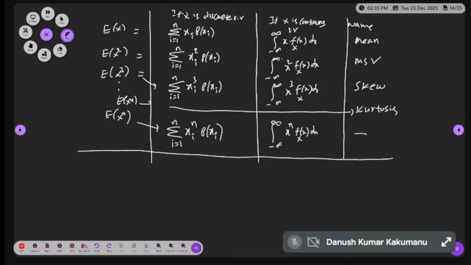Okay, coming to E of x power 4, we are calling it Kurtosis. E of x cube is Skew. But for us, mean squared value. These two are very, very important. Mean squared value.